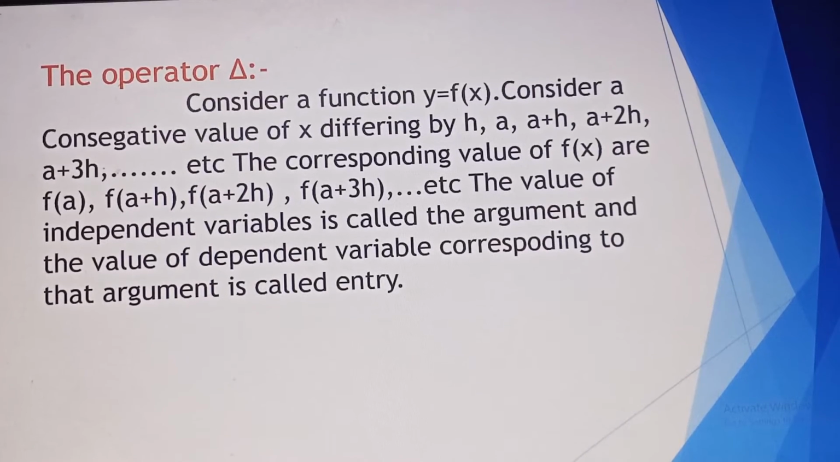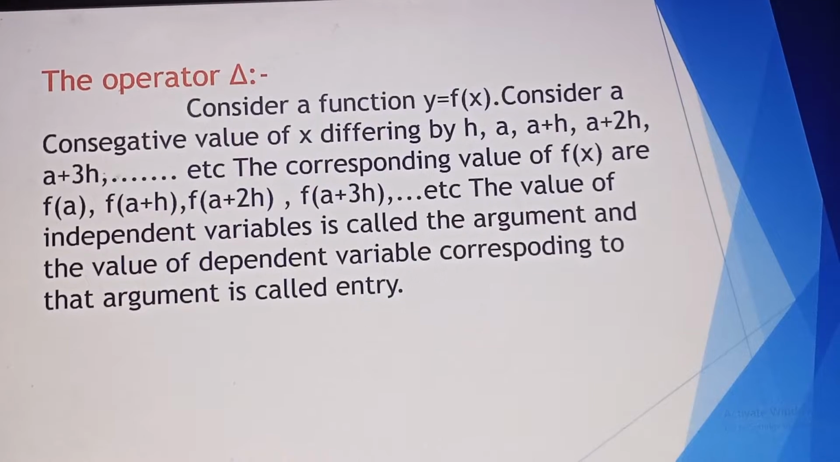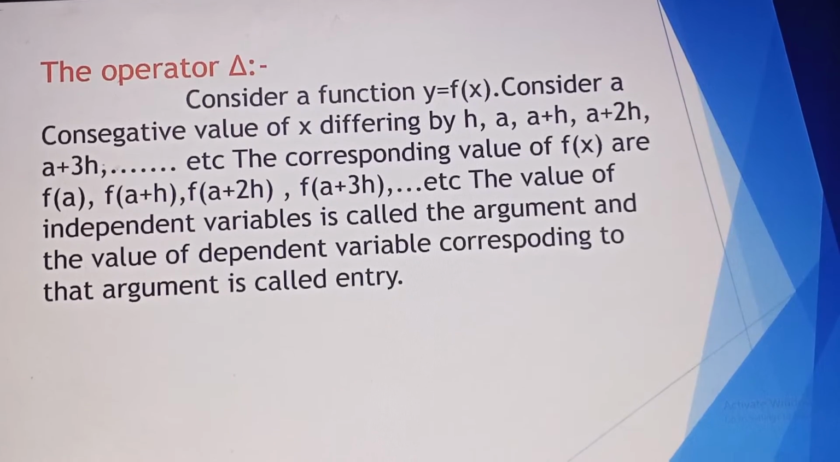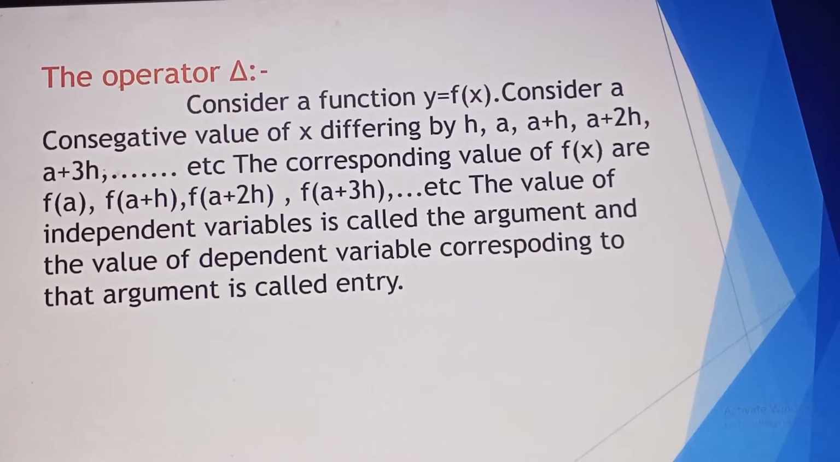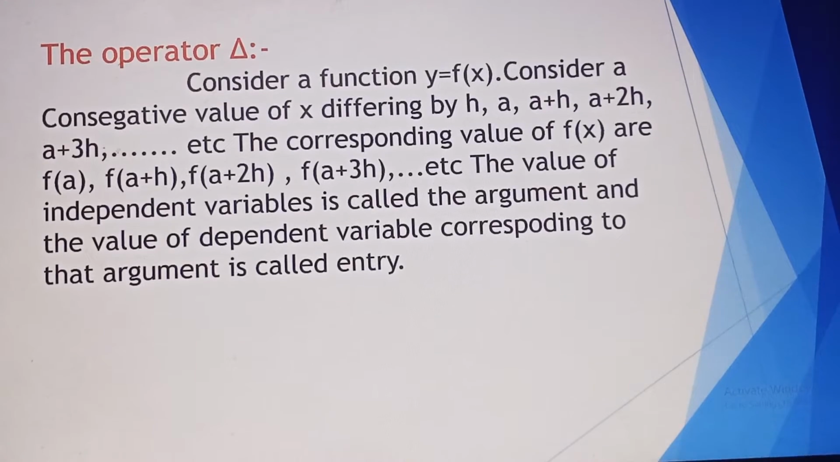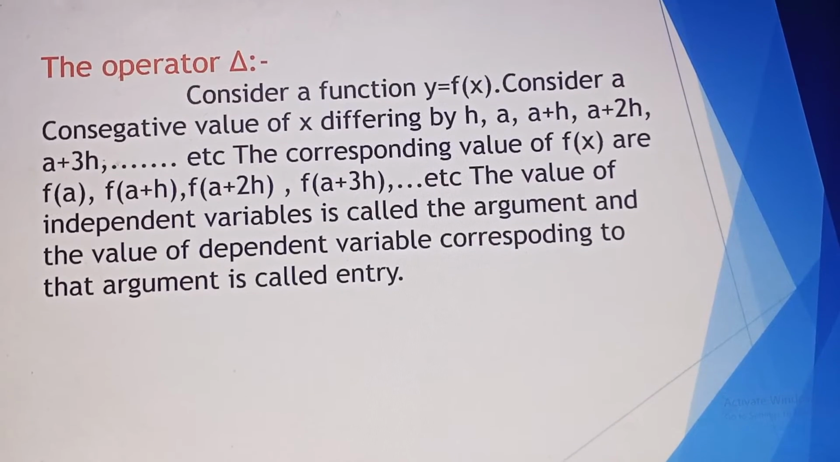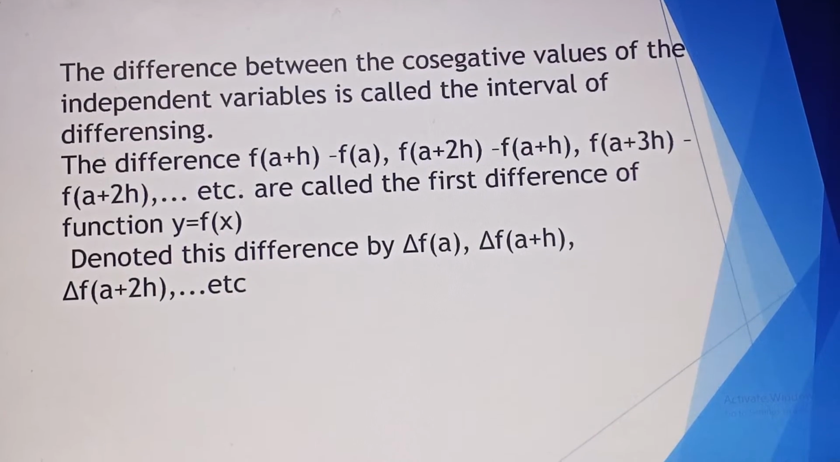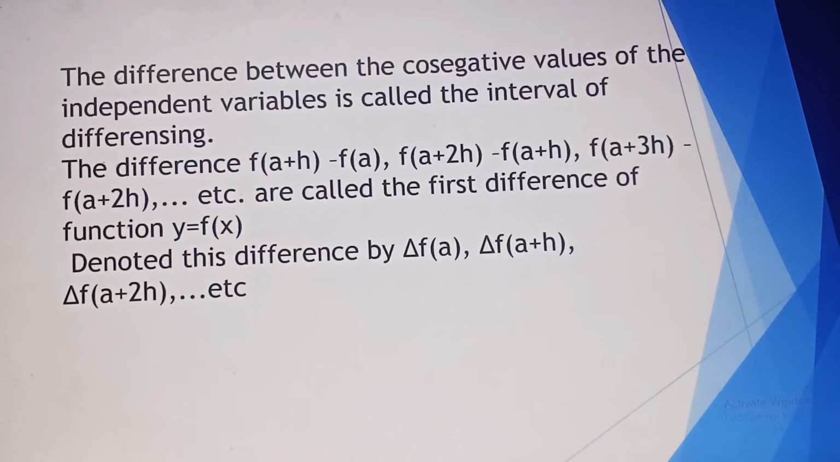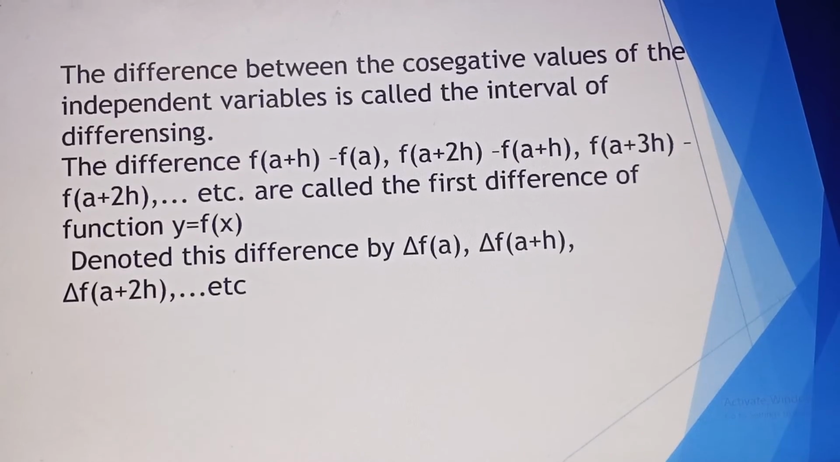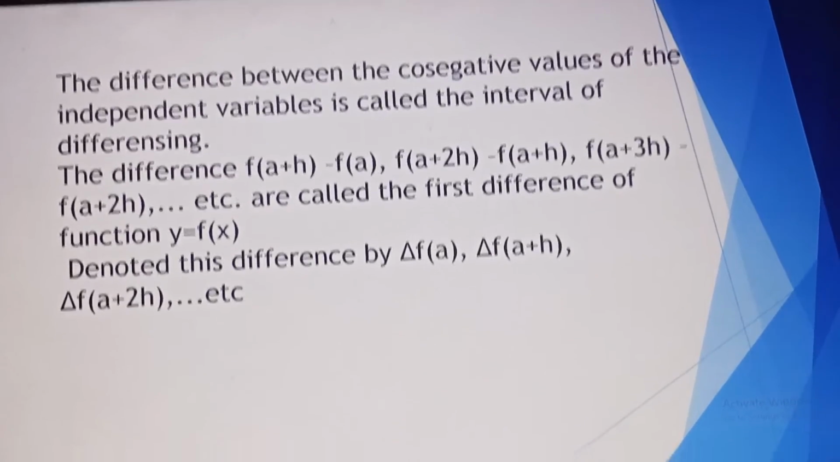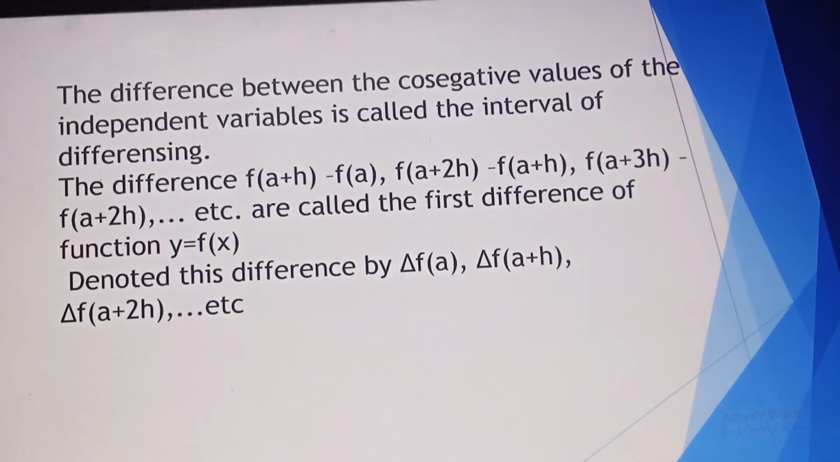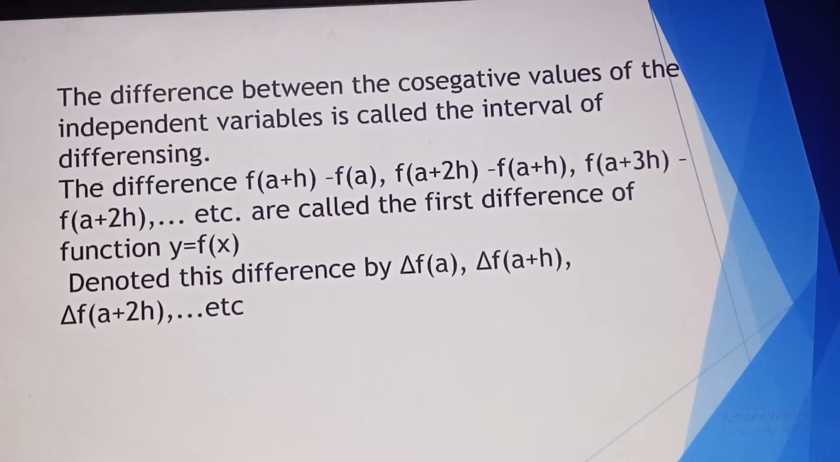The values of the independent variable are called the argument, and the values of the dependent variable corresponding to that argument are called entry. The difference between the consecutive values of the independent variable is called the interval of differencing. These are some basic definitions for defining delta.